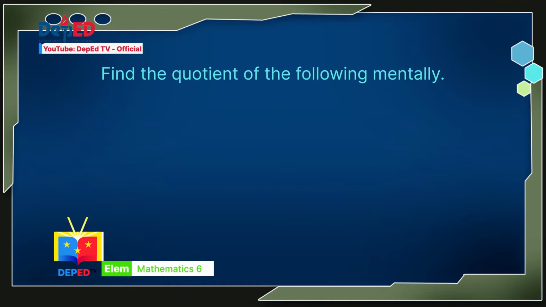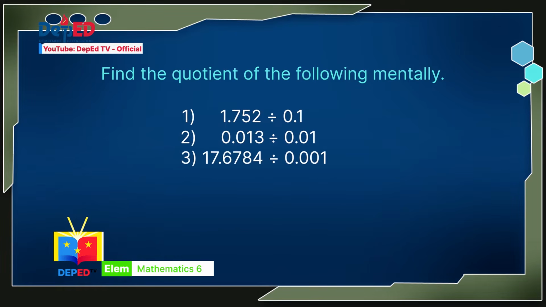Find the quotient of the following mentally. Number 1. 1 and 752 thousandths divided by 1/10. Number 2. 13 thousandths divided by 1/100th. Number 3. 17 and 6,784 ten-thousandths divided by 1,000th.